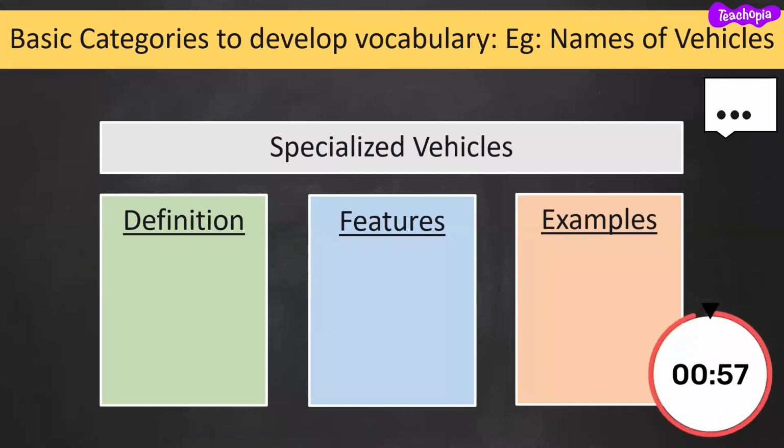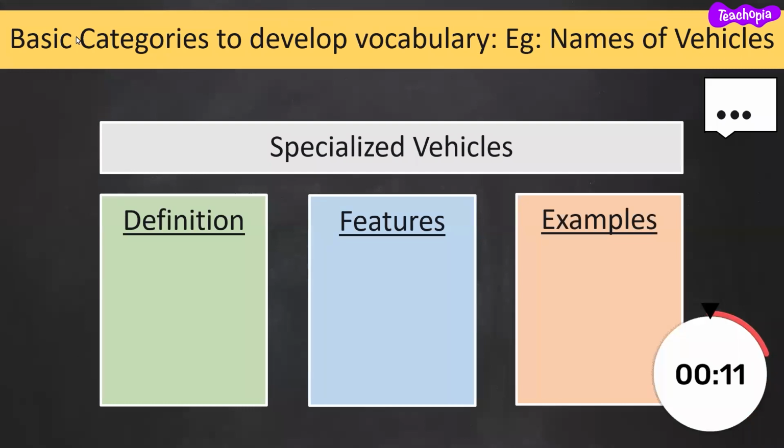We have 2 minutes. So I would request teachers, please use your chat feature to type in your answers. What are some of the words that you will use in order to complete this vocabulary set? So first, let's look at definition. What are some of the words that will go under the definition category when it comes to specialized vehicles? So what are words that you can use to define specialized vehicles? Please share your answers through chat, dear teachers.